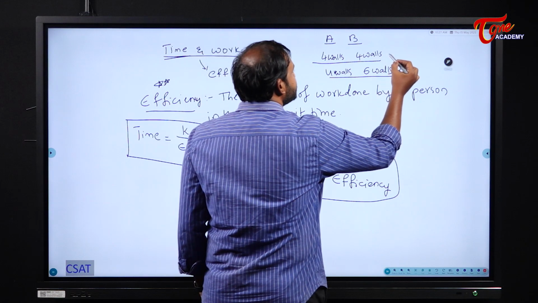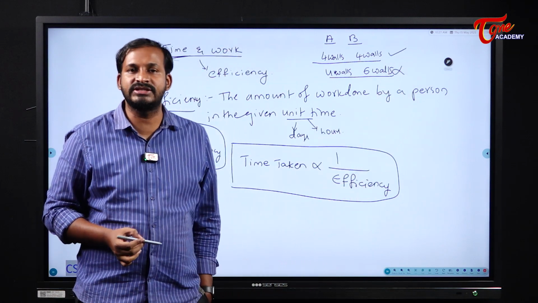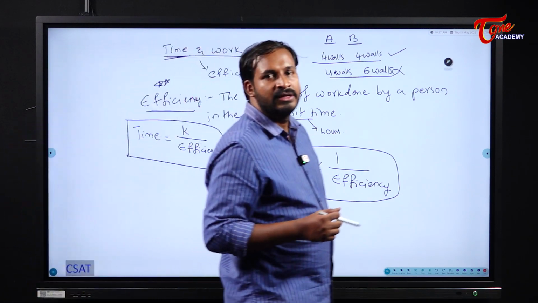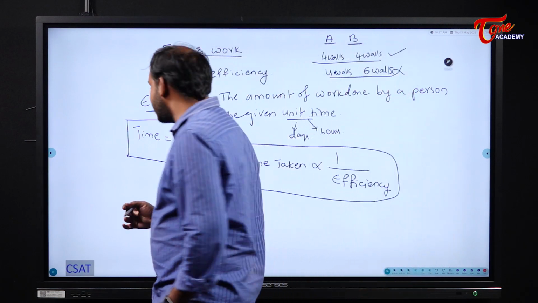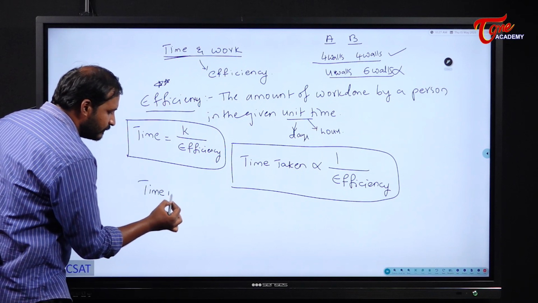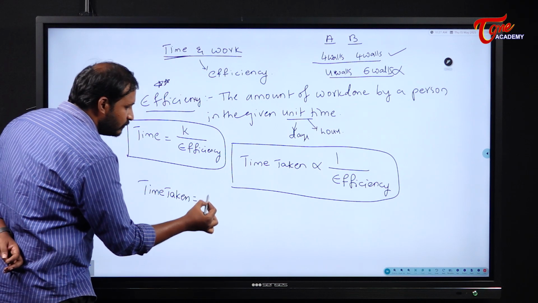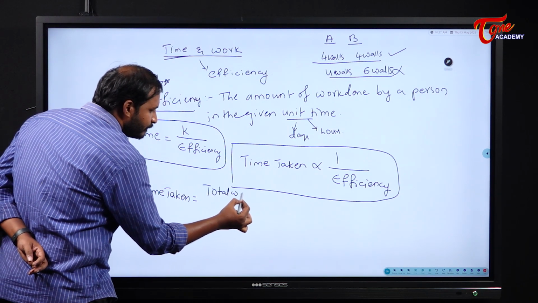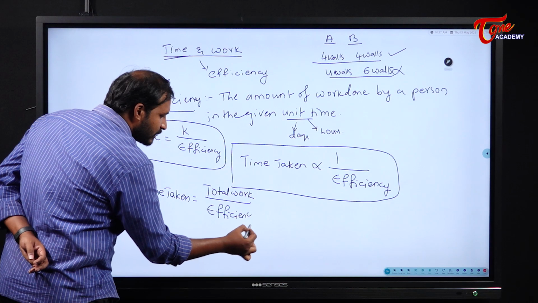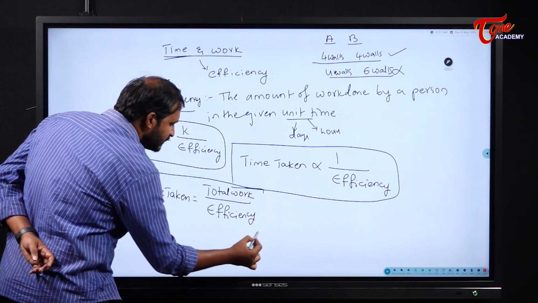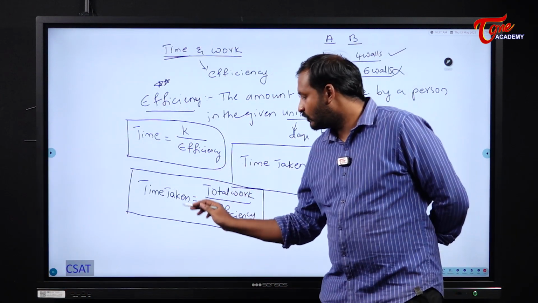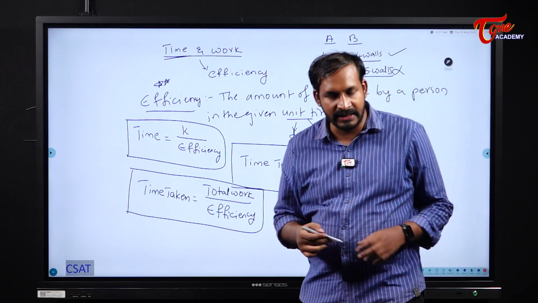But I can compare their efficiency by giving them the same work, a constant work. That means, in our time and work concept, the total work will always remain constant. Because of that reason, we will write: time taken is equal to total work by efficiency. This is the only formula which we are going to use in our entire time and work concept, based on our requirement.